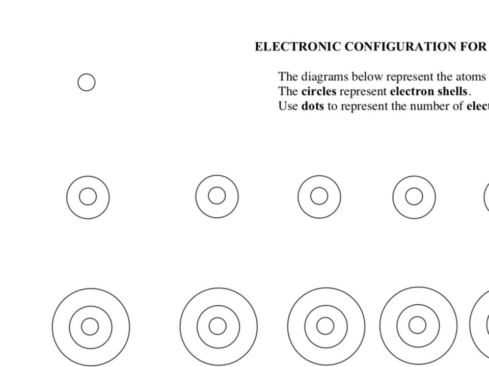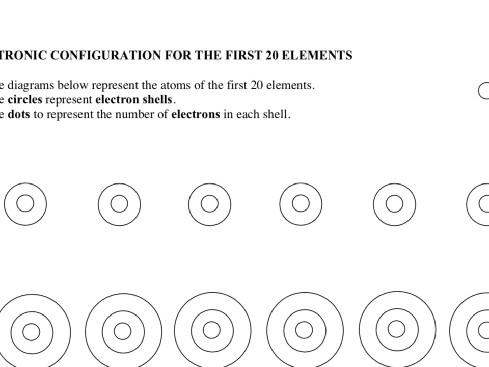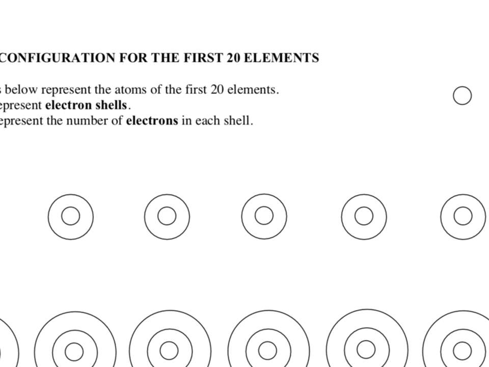Here's how the electrons are arranged in shells for the first 20 elements. The circles represent shells and the red dots are going to represent the electrons. Hydrogen is number 1 and it has 1 electron in the first shell. We then move across to helium, element number 2, which has 2 electrons in the first shell.